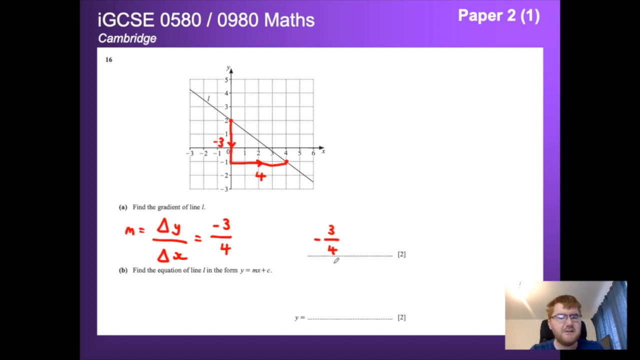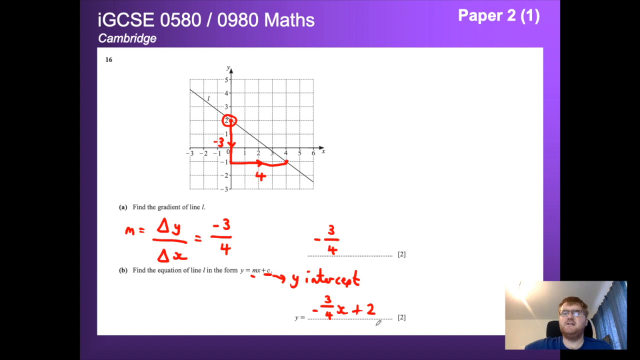Now we've worked out the gradient, working out the equation of the line is very straightforward. Notice the c part of y equals mx plus c is our y-intercept, so where it crosses the y-axis. So in this diagram, it crosses the y-axis at 2. We already know the gradient, so all we need to do is replace the m with minus 3/4 and the c with 2. So we get y equals minus 3/4 x, and then the c is equal to 2, because that's where it crosses the y-axis.